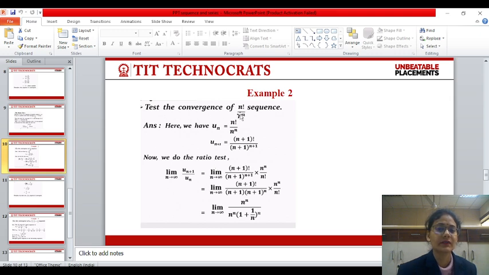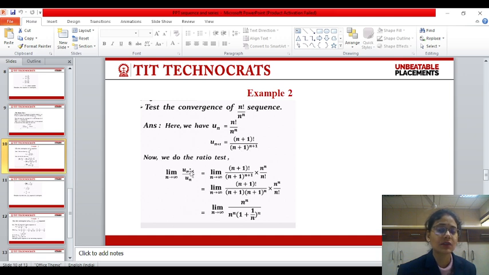Test the convergence of this sequence n factorial upon n raised to power n. Now here we have un = n!/n^n. So this is the nth term, we have to find the (n+1)th term. Replace n by n + 1. So we get (n+1) factorial, and this n will become n + 1, this will become n + 1.